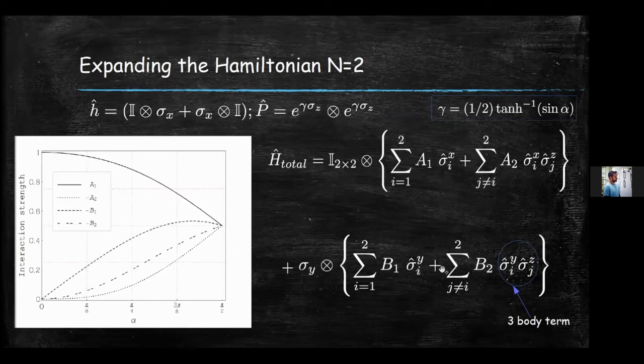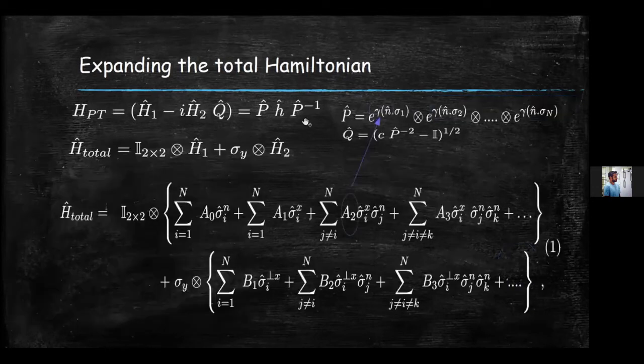And on the contrary, we can see these other coefficients B1, B2, and A2 are non-zero and become equivalent to the single body term itself in the extreme limit of this parameter alpha. Now this gamma has been defined, parameterized in terms of this alpha here. So basically all these coefficients depend only on two parameters. One is gamma, and another is this n. So these are the two parameters on which all these coefficients that we see depend.